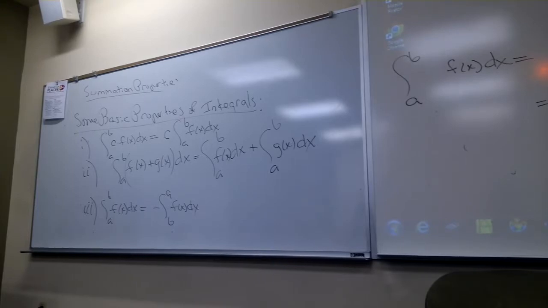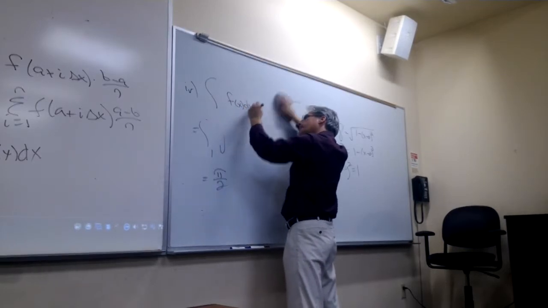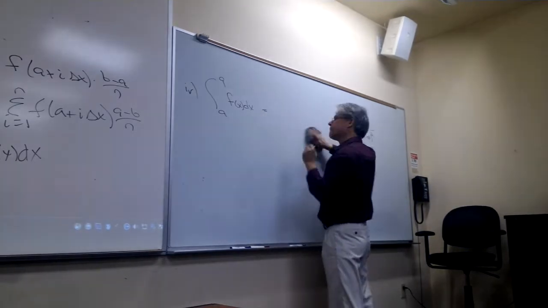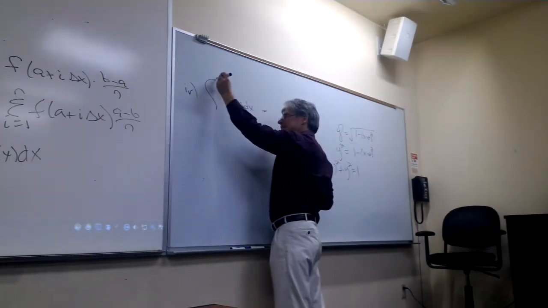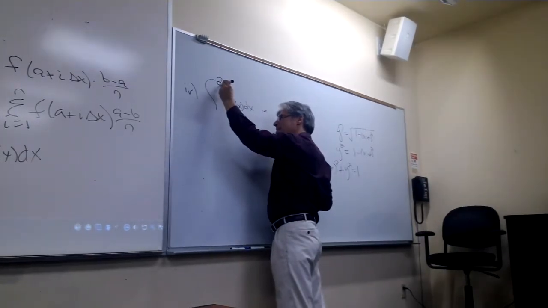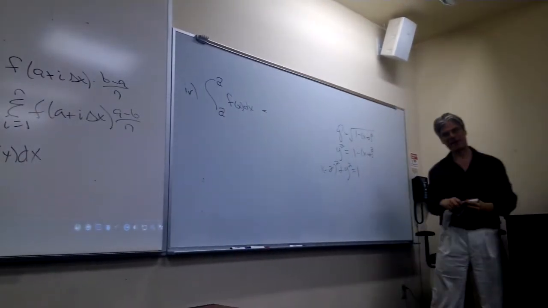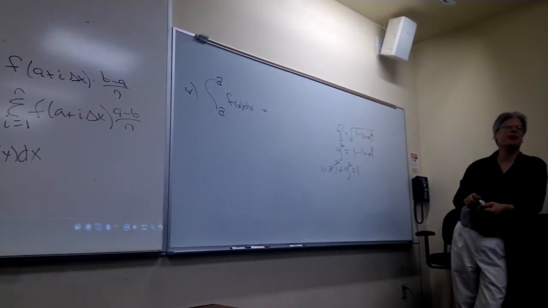Part 4. How about this? What do you think you can say about the integral here? From a to a. If you're not evaluating any width, there's no width. That's a good way of looking at it.